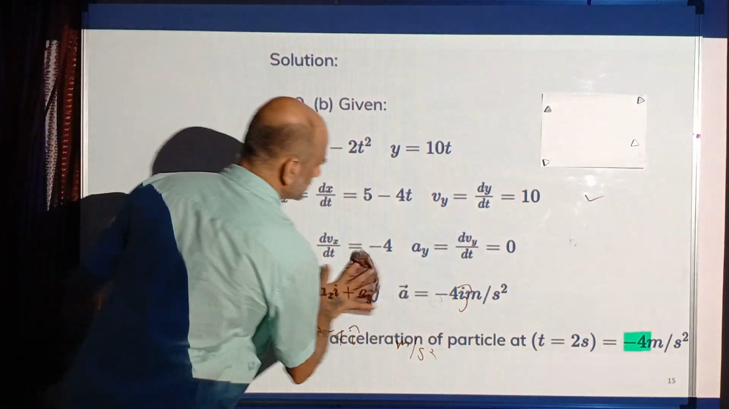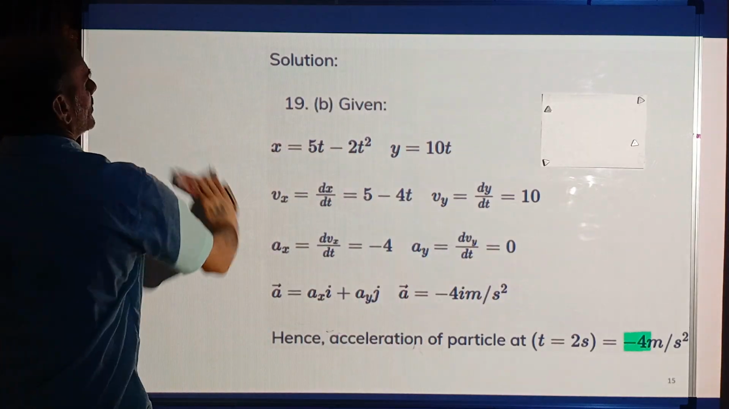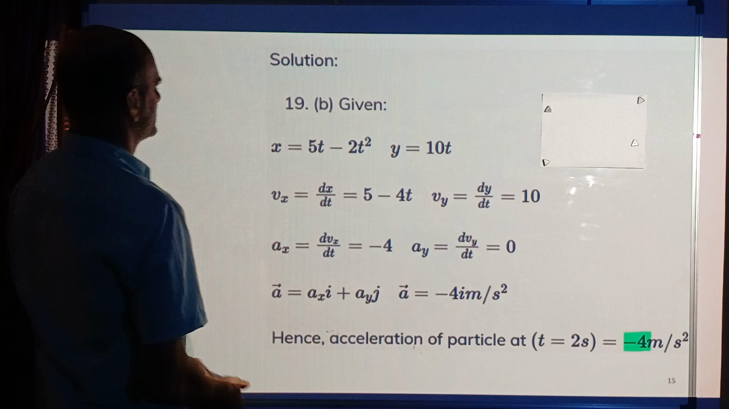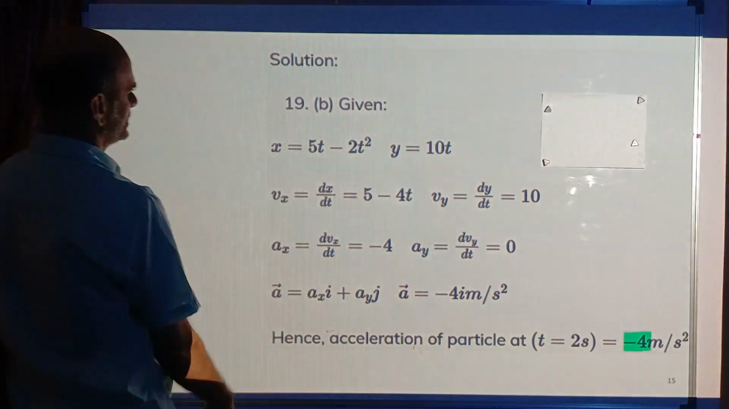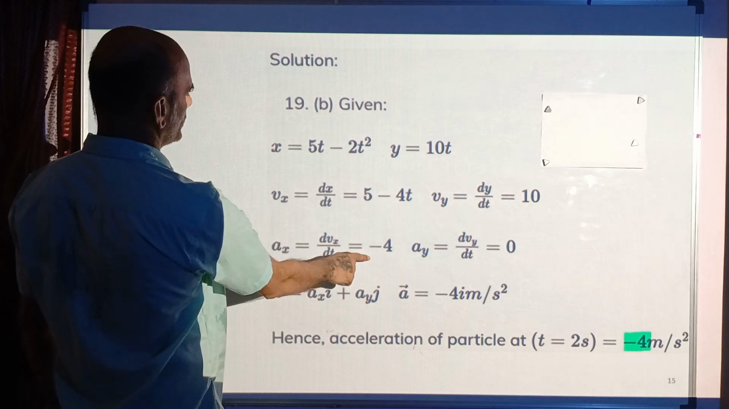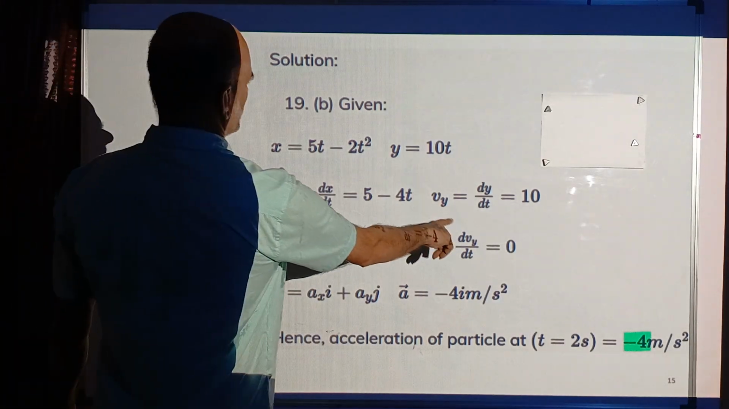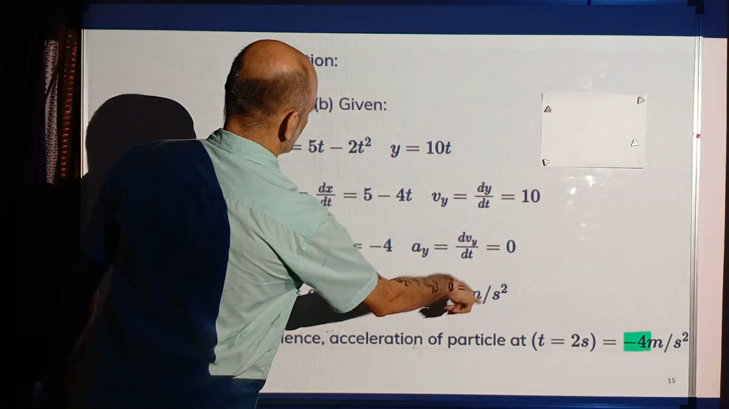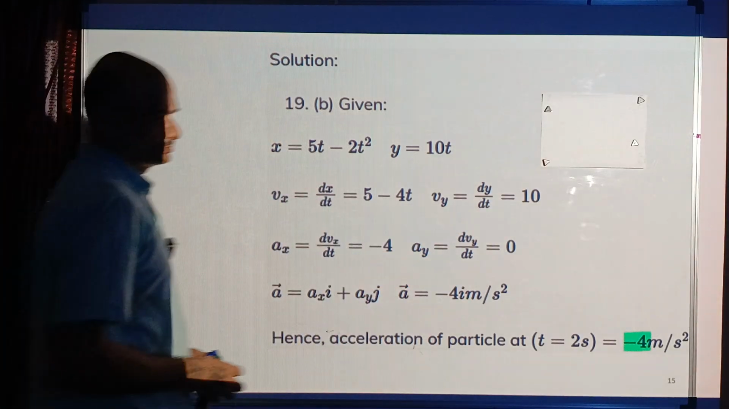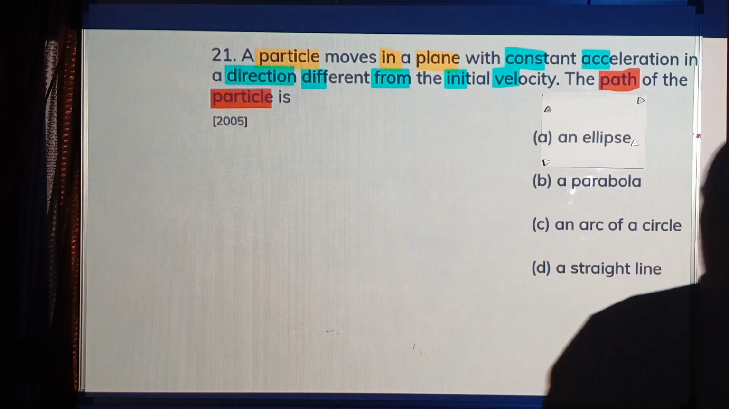So this is what is done here. X is given, y is given. Velocity, you have to take the first derivative. It will become 5 minus 4t. Acceleration, second derivative. So 5 will go, minus 4. Y velocity, differentiate this thing once, you'll get 10. Acceleration, differentiate this thing, it will become 0. Let's move to the next question.